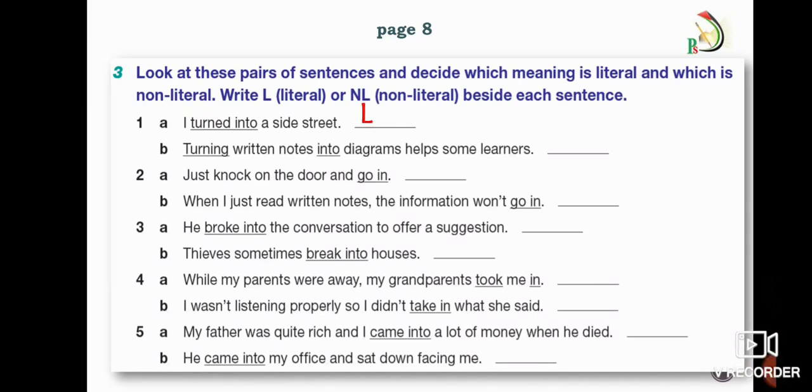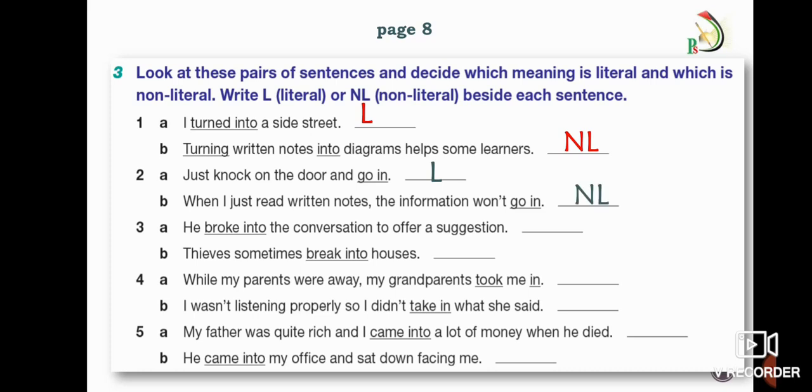1A, I turned into a side street. Literal. B, turning written notes into diagrams helps some learners. Non-literal. 2A, just knock on the door and go in. Literal. B, when I just read written notes, the information won't go in.